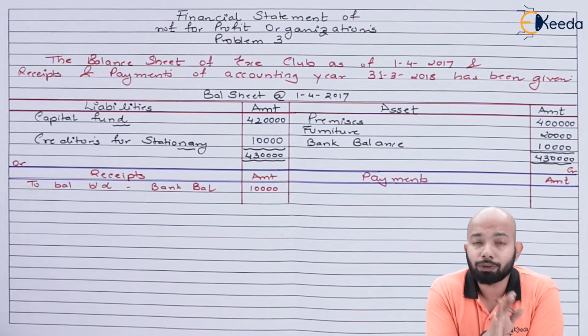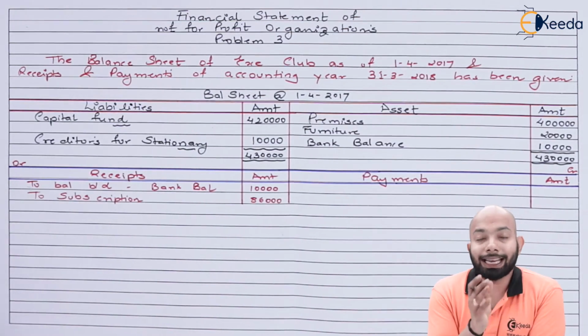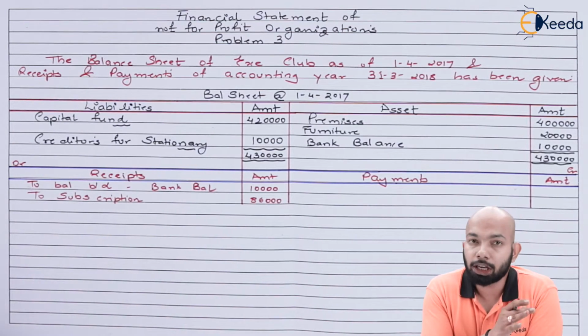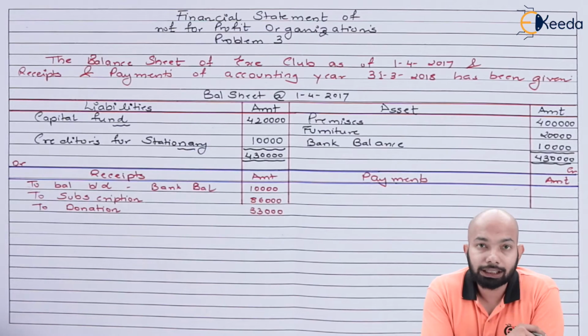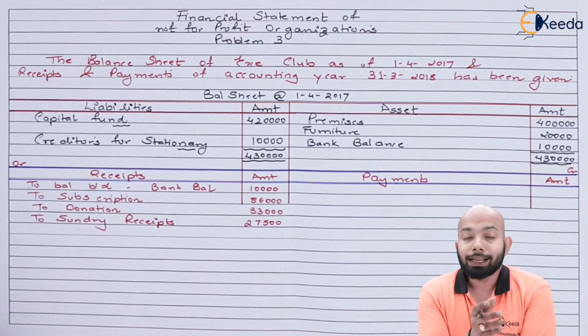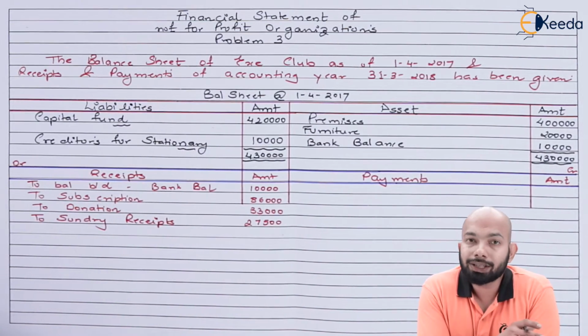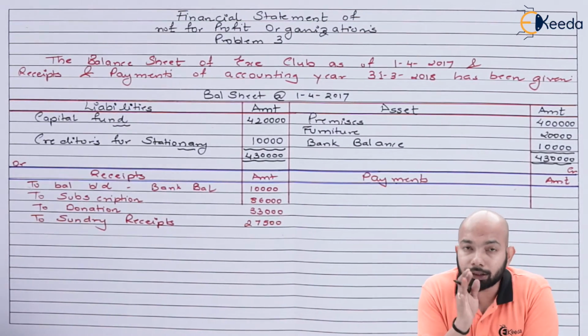Let's first figure out what we have on the receipt side. The next item mentioned here is subscription 86,000. The next item is donation 33,000. And the last item when it comes to receipts is sundry receipts 27,500. With this, we have cleared the receipt side.